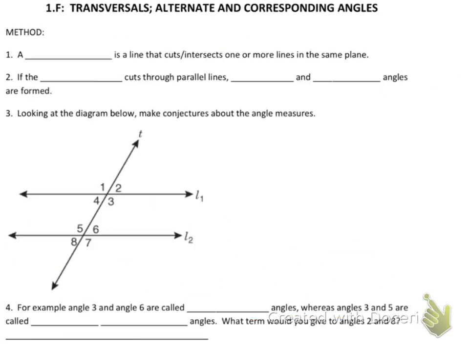It says a blank is a line that cuts or intersects one or more lines in the same plane. So if you had your books open to 1F, you would find something in there that would fit that mold. What would it be? It's probably one of the words up above. Transversal.